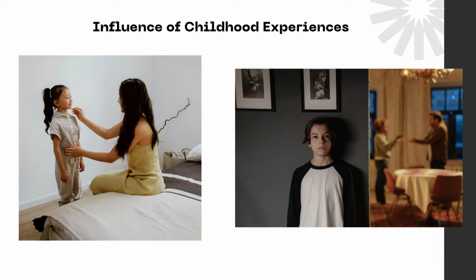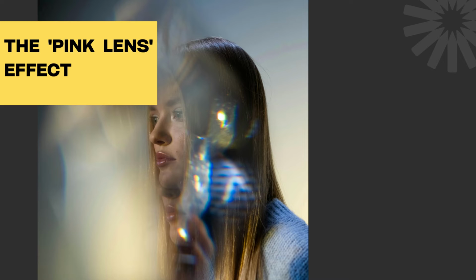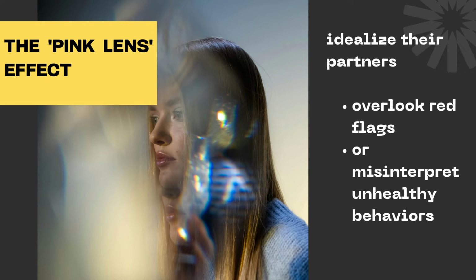However, someone raised in a warm, emotionally supportive household may be more prone to experiencing the pink lens effect. Their positive upbringing might lead them to idealize their partners, projecting the warmth and support they are familiar with, even when it's not truly there. This cognitive distortion can cause them to overlook red flags or misinterpret unhealthy behaviors as signs of affection or compatibility.